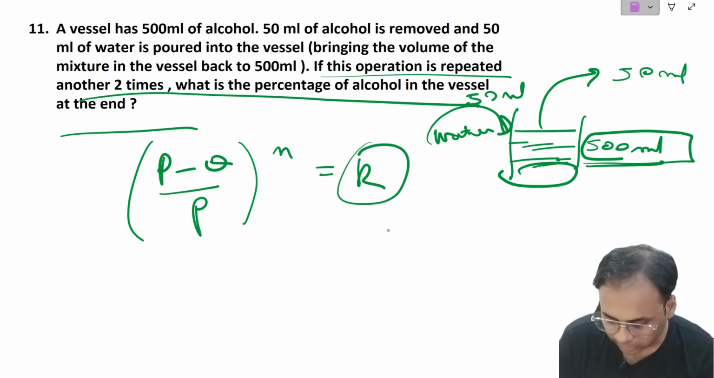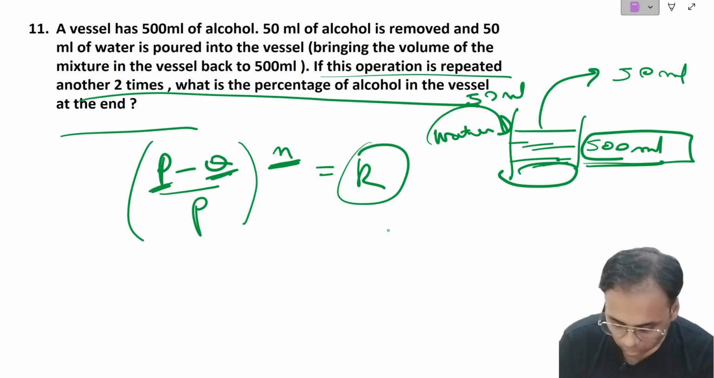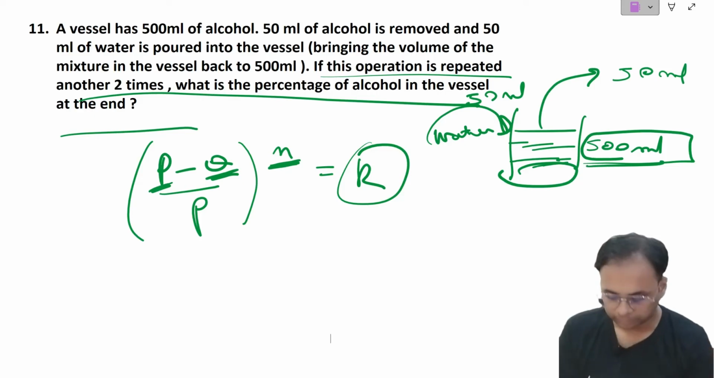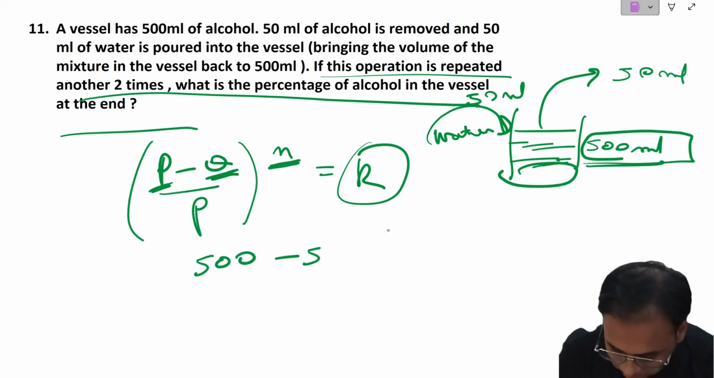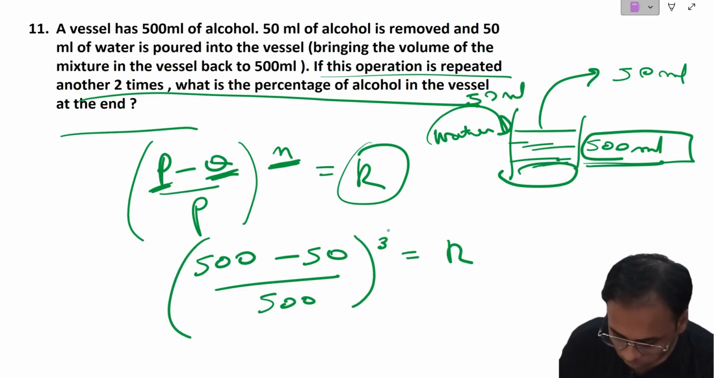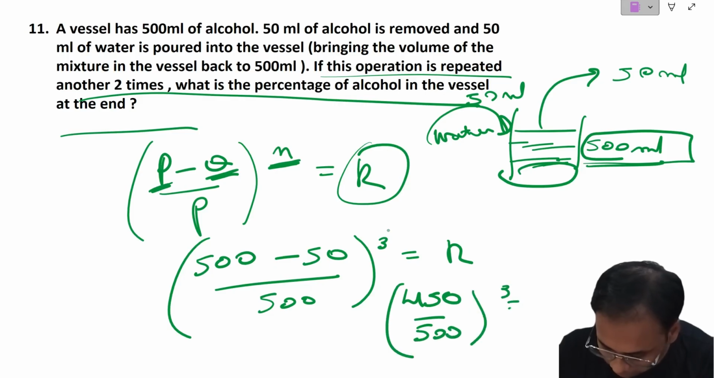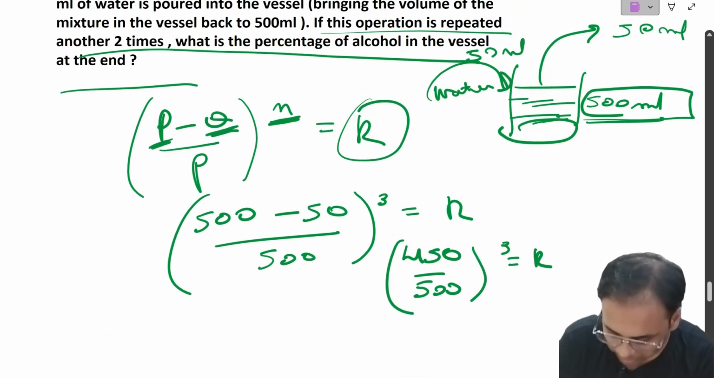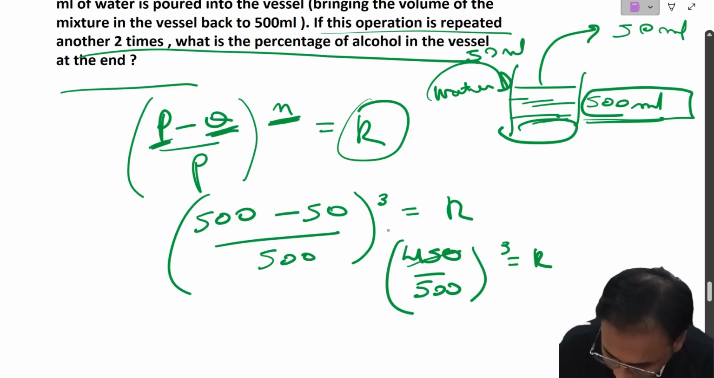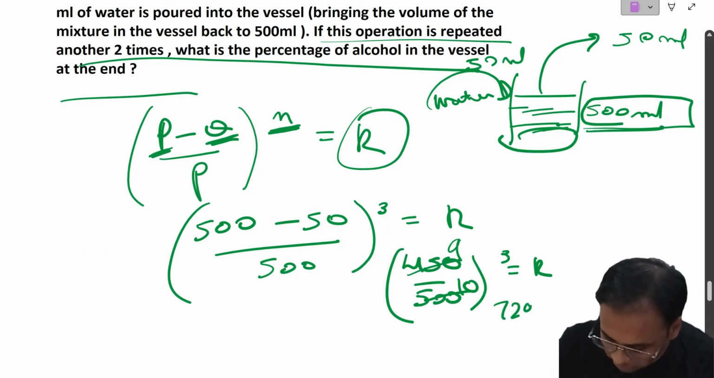K is the resultant concentration. N is the number of times the operation is performed. P is the original quantity. Q is the quantity which is being replaced. So we have (500 minus 50) upon 500, raised to the power 3, equal to K. So we have 450 upon 500 raised to the power 3 equal to K, which can be cancelled out to 9 by 10. So we have 9 cube by 10 cube, which is 729 divided by 1000 equal to K.